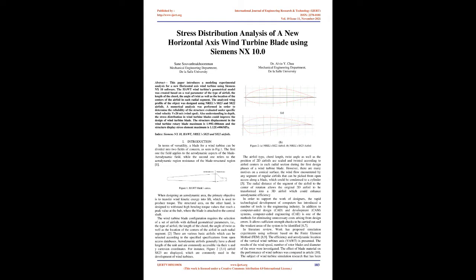The HAWT's geometrical model was created based on real parameters: the type of airfoil, the length of the chord, the angle of twist, as well as the location of the centers of the airfoil in each radial segment. The analyzed wing profile of the object was designed using NREL's S823 and S822 airfoils.